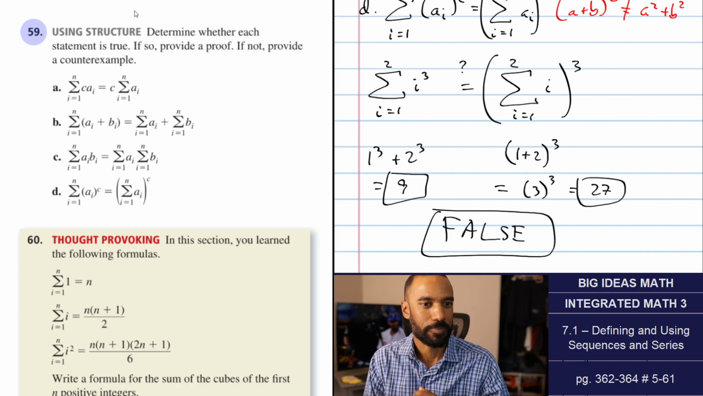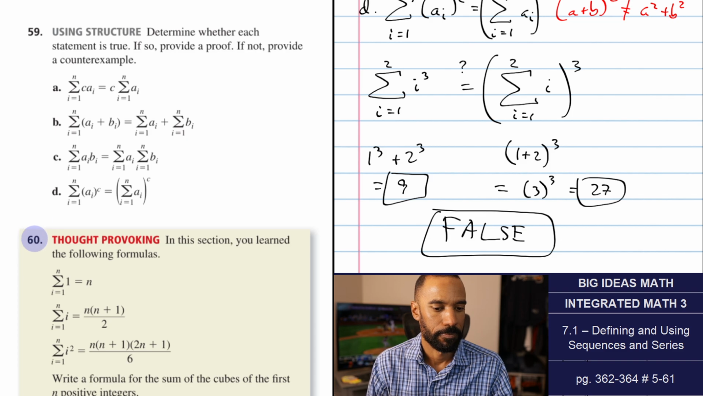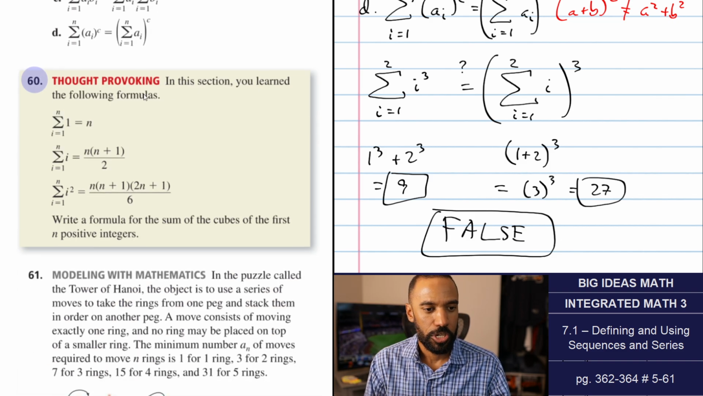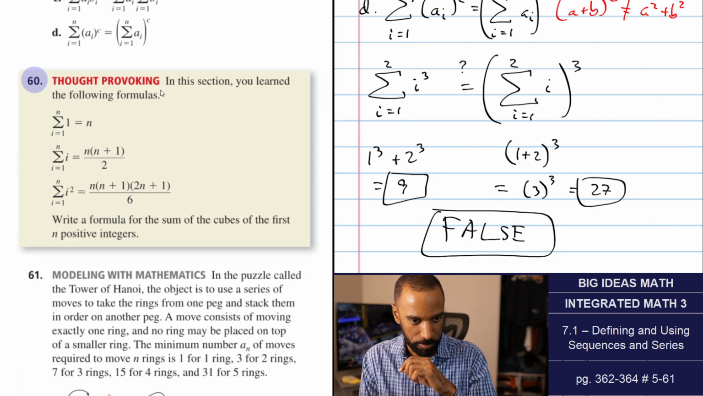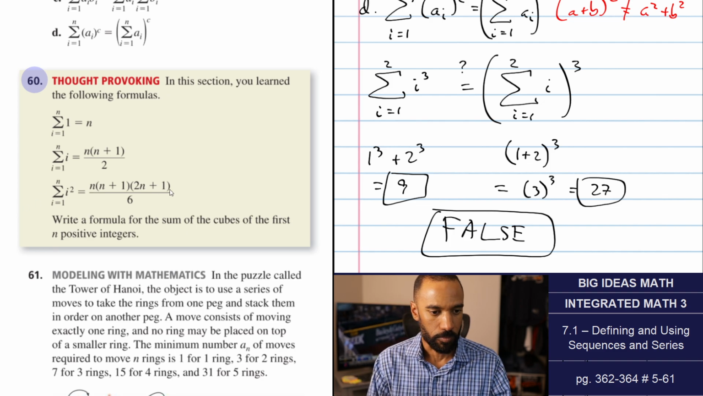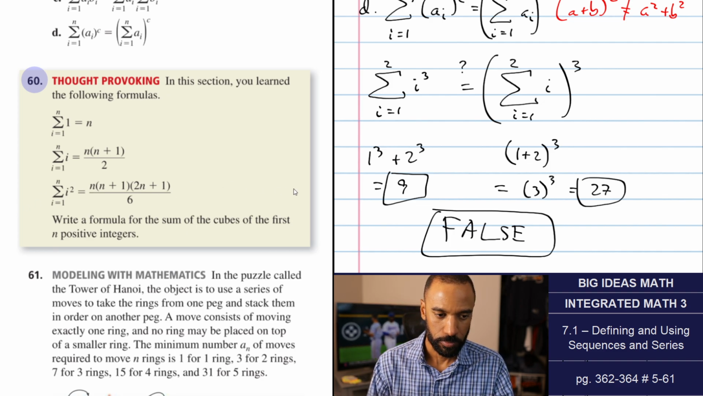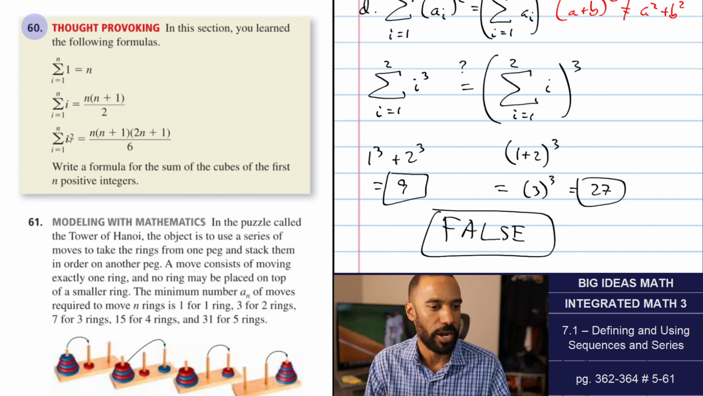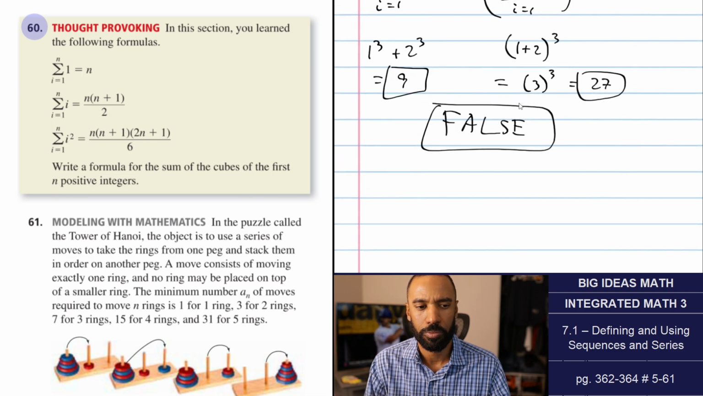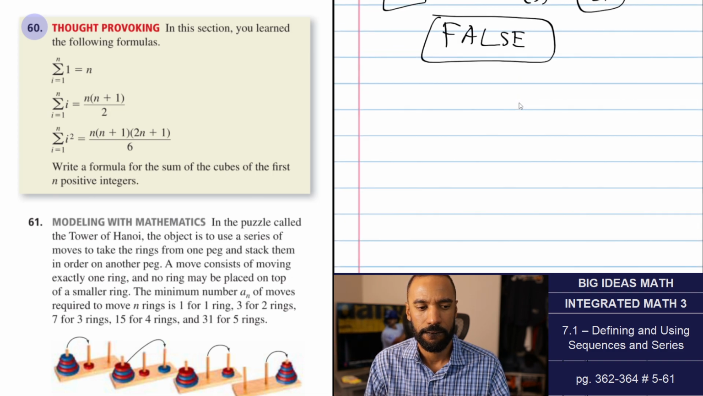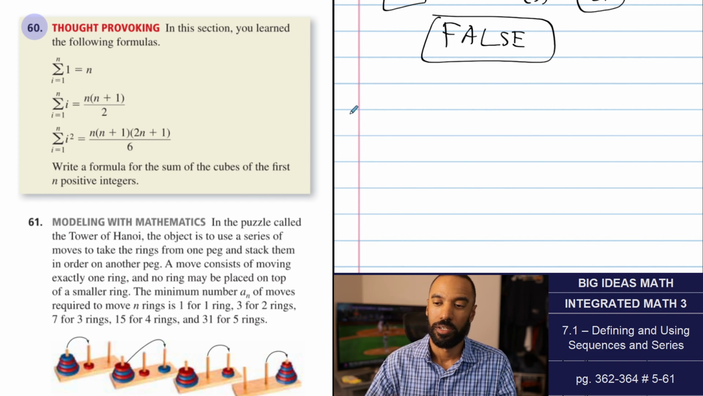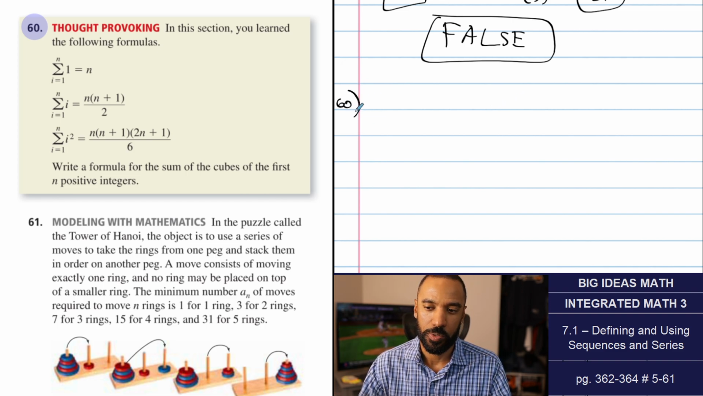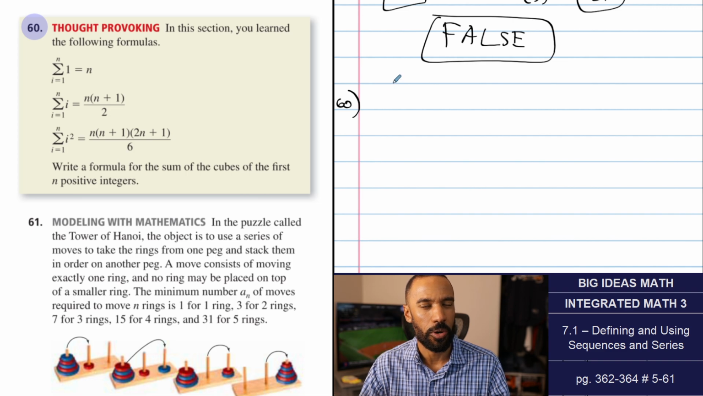Okay. Number 60. Thought-provoking. In this section, you learn the following formulas. Oh, do we have to prove them? Write a formula for the sum of the cubes of the first n positive integers. So now we're going to do one that's cubed. I don't think they need you to prove it. I hope not. The way I used to prove these was using something called math induction, but that meant you already knew what the formula was.